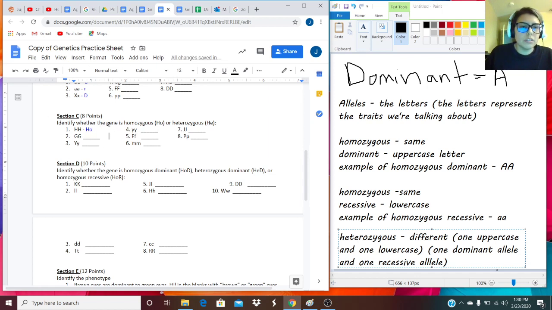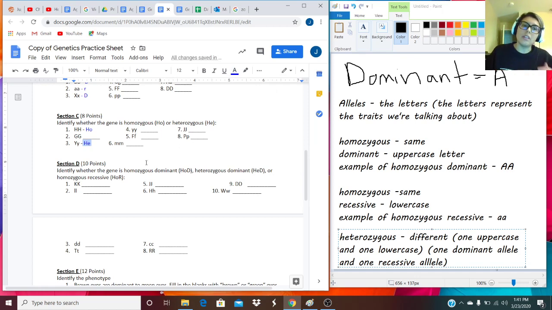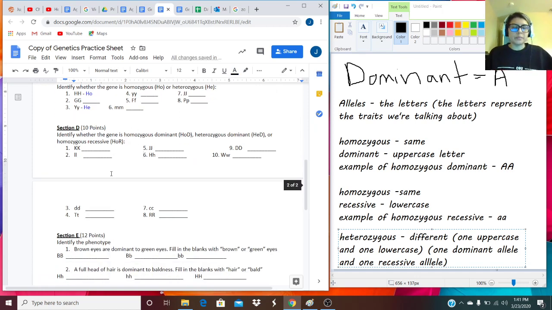Now, for number 2, I'm not going to go over that. It should be pretty self-explanatory. For number 3, I see a capital letter and a lowercase letter, meaning I see a dominant allele and a recessive allele. So I know for sure that those are not the same type of Ys. They're different. So I know that that is heterozygous, or HE. And again, you do not have to type in the whole word. All right, section D.